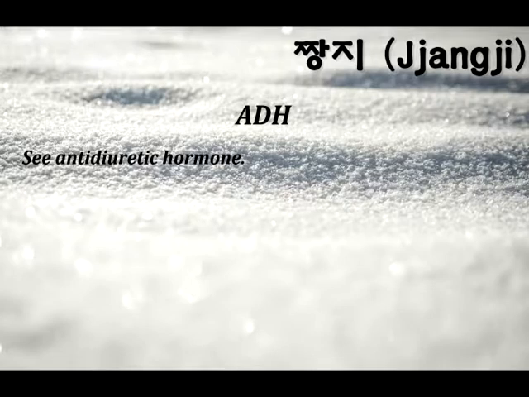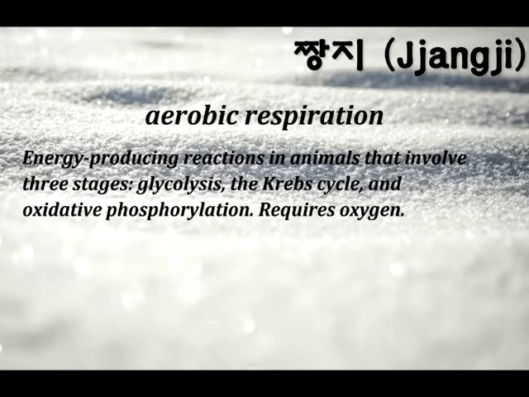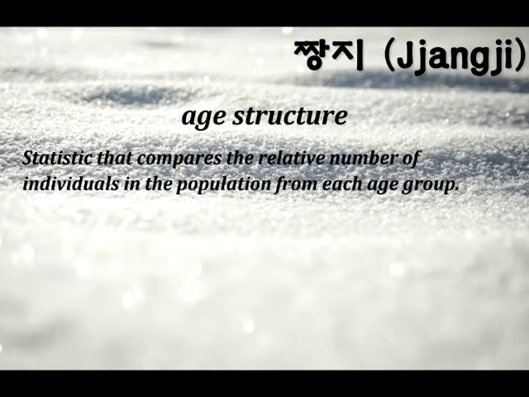ADH, antidiuretic hormone. Adrenocorticotropic hormone, ACTH, a hormone that stimulates the secretion of adrenal cortical hormones, which work to maintain electrolytic homeostasis in the body. Aerobic respiration, energy-producing reactions in animals that involve 3 stages: glycolysis, the Krebs cycle, and oxidative phosphorylation. Requires oxygen. Age structure, statistic that compares the relative number of individuals in the population from each age group.